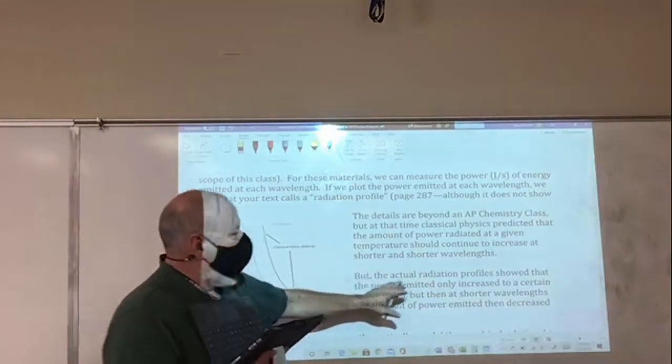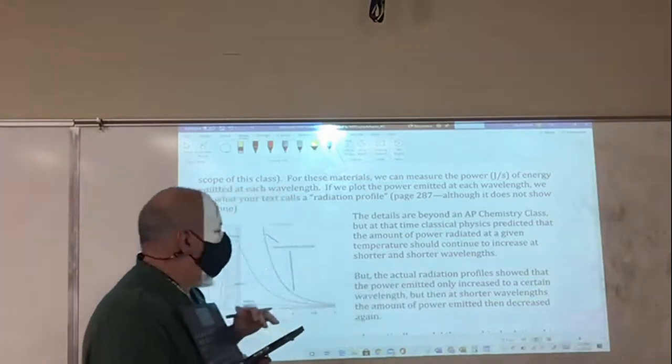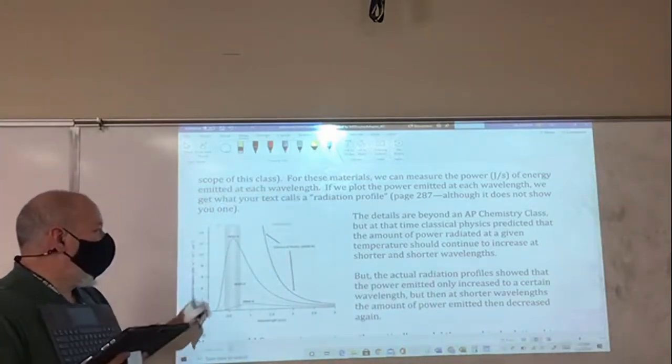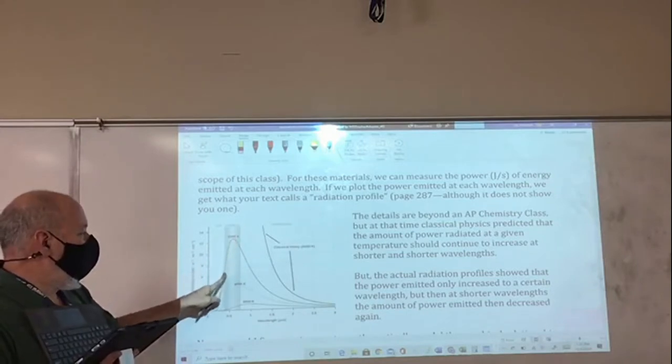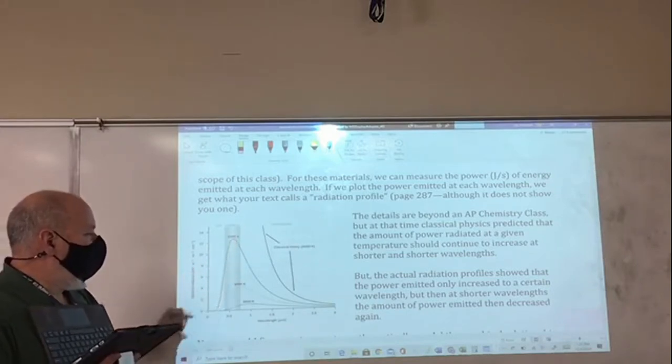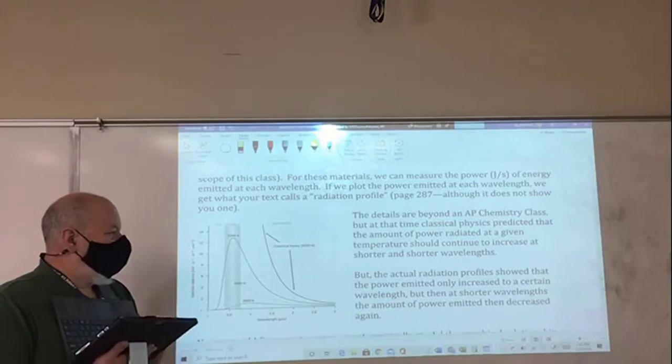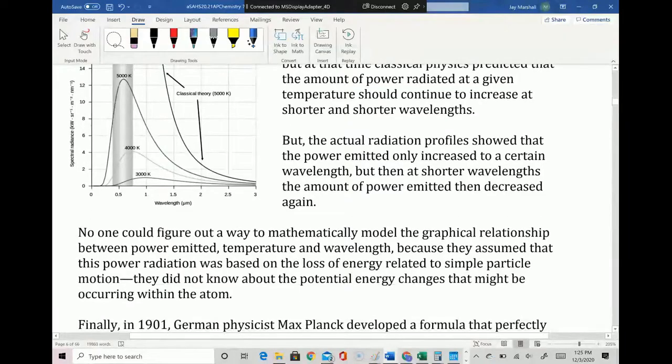The actual radiation profile showed that the power emitted only increased to a certain wavelength, right here, but then at shorter wavelengths, the amount of power that was released decreased again. Okay? Again, you don't need to know these details. You just need to understand that what classical physics predicted was different than what we observed.